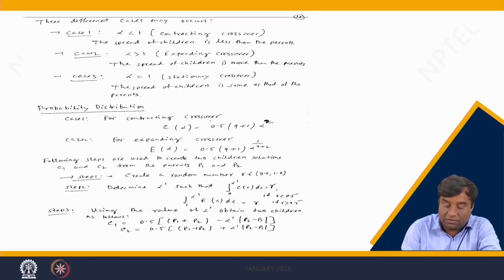So the probability distribution for contracting crossover: C(alpha) equal to 0.5 (Q plus 1) alpha squared. For expanding crossover: E(alpha) equal to 0.5 (Q plus 1) times 1 by alpha to the power (Q plus 2). The following steps are used to create two children solutions C1, C2 from the parents P1 and P2. Create a random number R from 0 to 1. Determine the alpha such that the integration from 0 to alpha 1 of C(alpha) d alpha equals R if R is less than 0.5, or of E(alpha) d alpha if R is greater than 0.5. Using the value of alpha 1, obtain two children: C1 equal to 0.5 [(P1 plus P2) minus alpha 1 mod of (P2 minus P1)]. C2 is 0.5 [(P1 plus P2) plus alpha 1 mod of (P2 minus P1)].